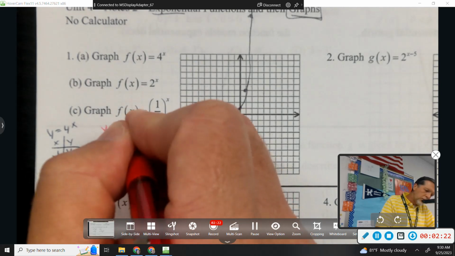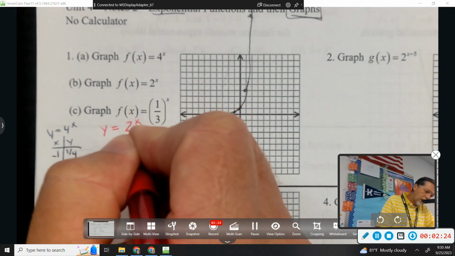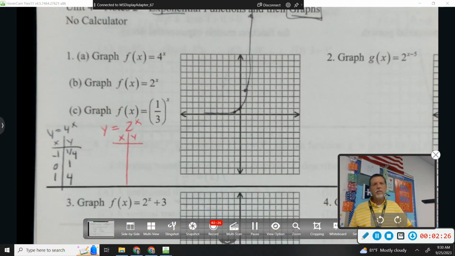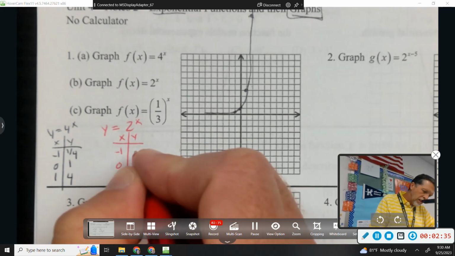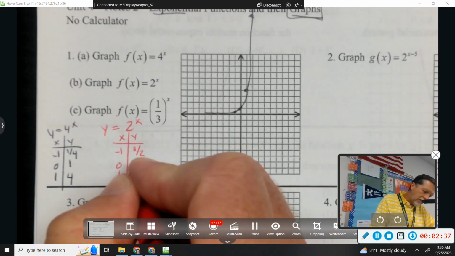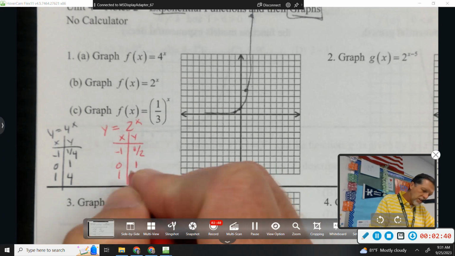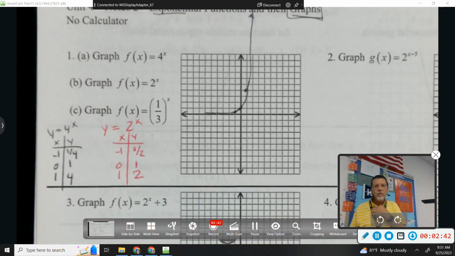Alright, let's do 2 to the x. So I imagine it looks pretty similar because the function looks pretty similar. Let's do the same thing. Plot the points, and then we'll kind of compare and see what they look like. So 2 to the -1 is 1/2. 2 to the 0 is 1. 2 to the first is 2.